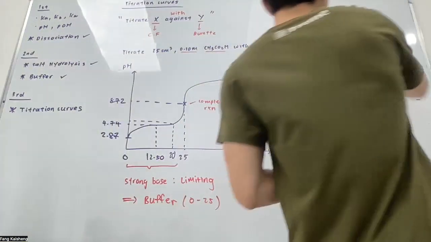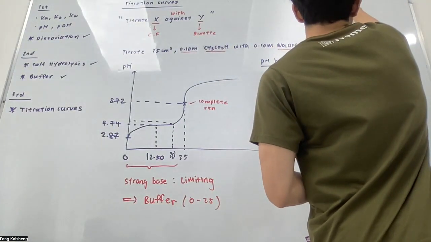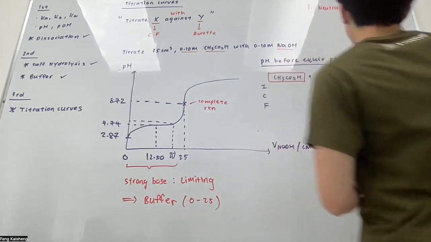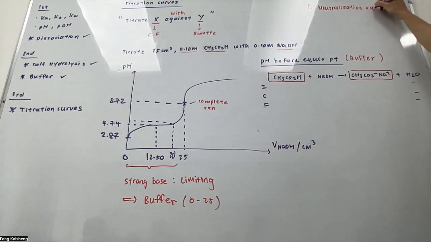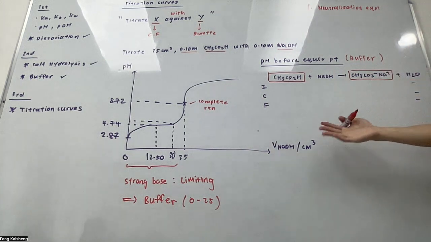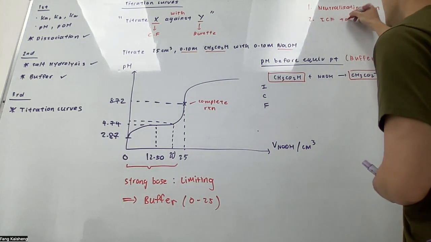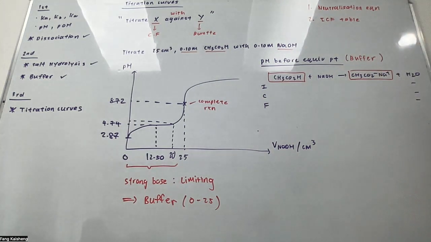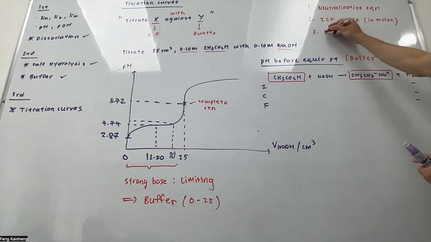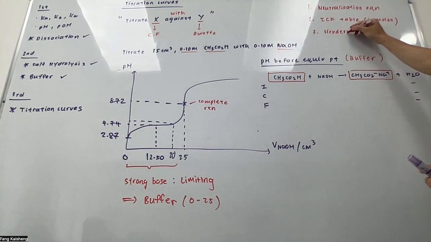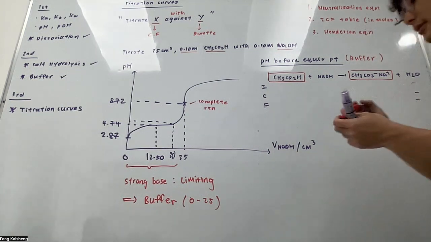So I can summarize the steps. The first step for a buffer is an equation. I need to see a neutralization equation first, because that's exactly what this titration curve is doing. Second, I need to see an ICF table. Take note, this ICF table must be done in moles because you're adding stuff and then you have to calculate concentration. Last but not least, like what we did just now, substitute into the Henderson equation. Go and try.